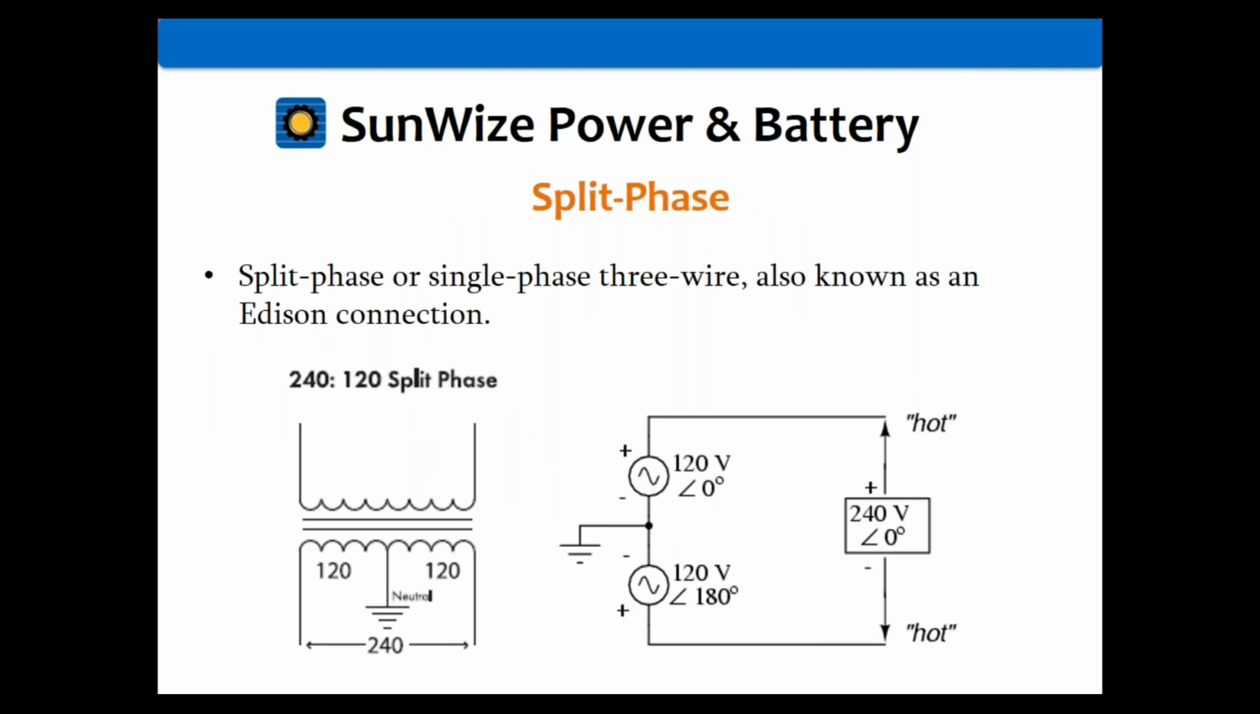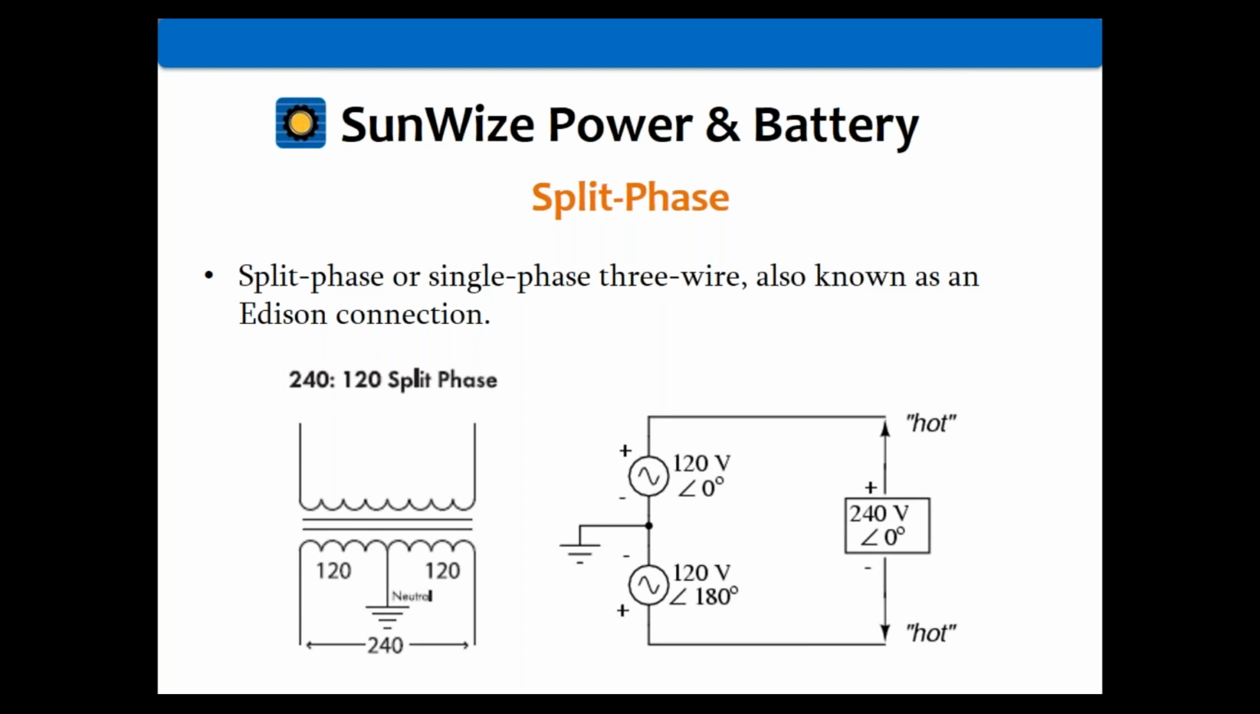Okay, so we're going to continue on with the AC, and now we're going to talk about split phase, sometimes also known as single phase 3-wire. And again, that's the difference here. It's not single phase 2-wire, but single phase 3-wire. A single phase 2-wire would be more of a European style. Okay, it's also known as the Edison connection.